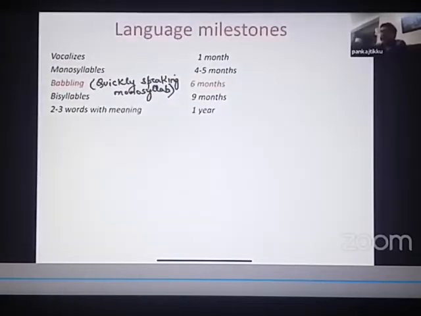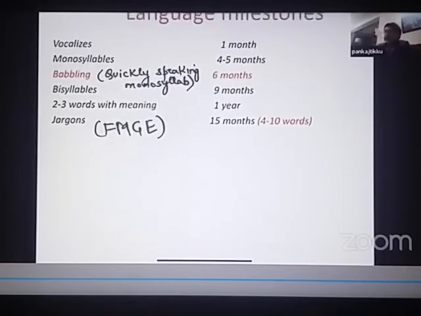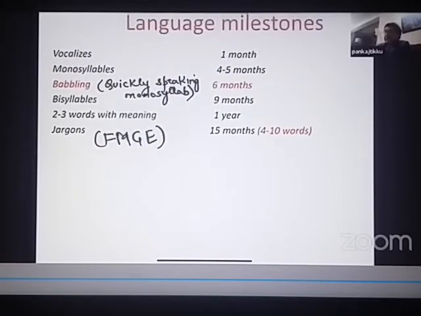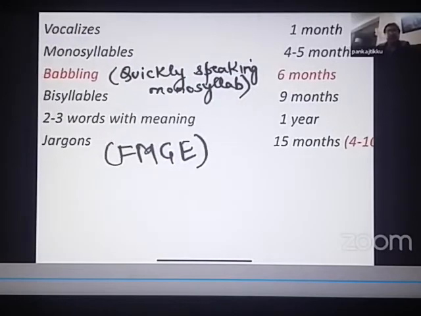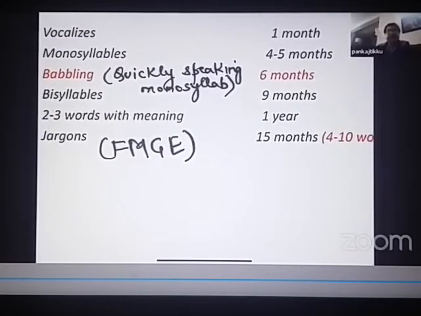Then finally, again an FMG question. When does the child jargon? A child jargons by the age of 15 months. So what is jargon? Jargon is basically a child combining some words together. He still cannot form a sentence, but he's combining some words together. How many words? Approximately 4 to 10 words. He can combine 4 to 10 words into a meaningful combination. This is known as a jargon.